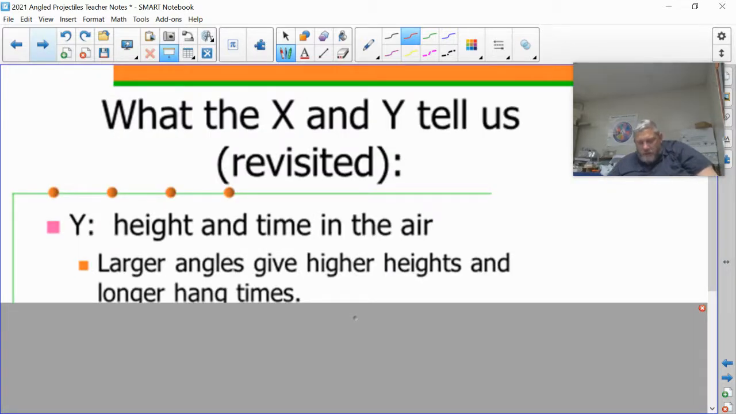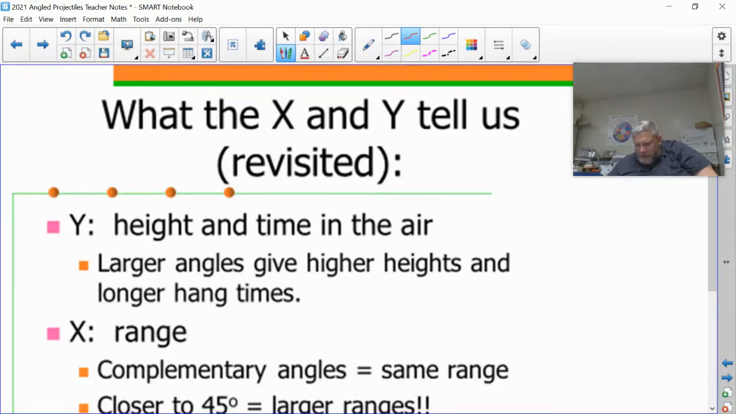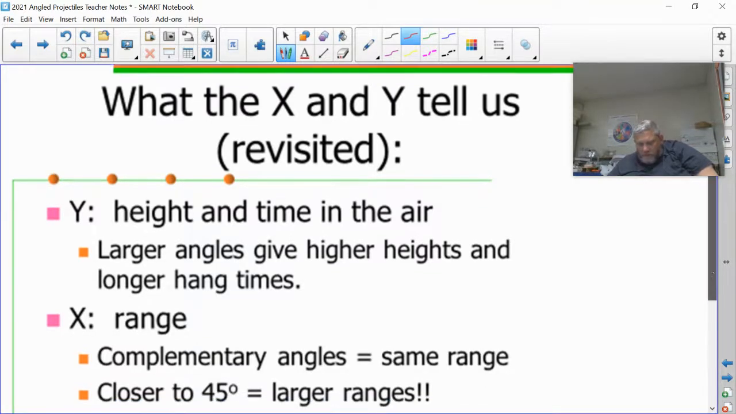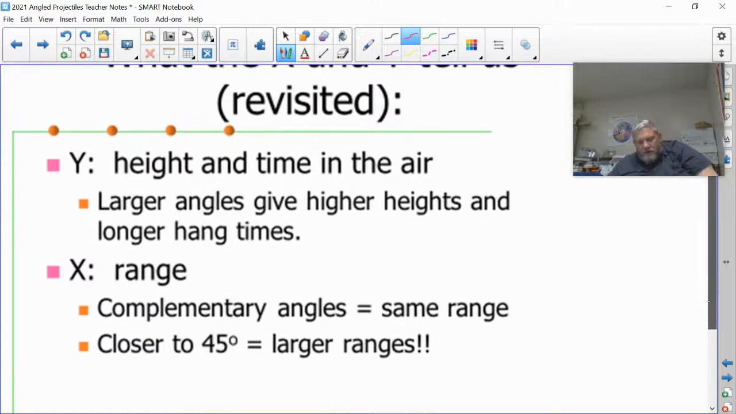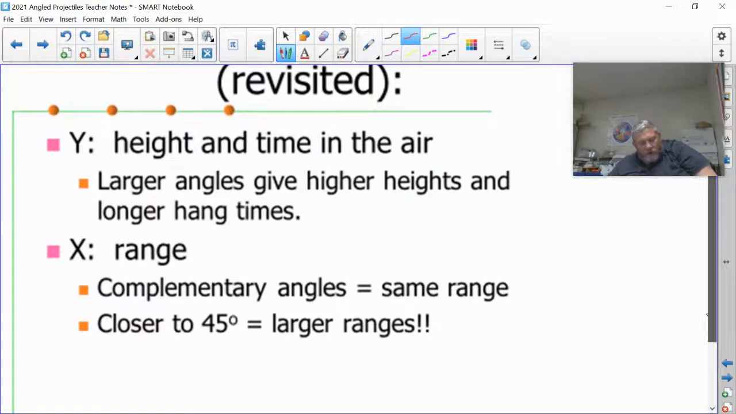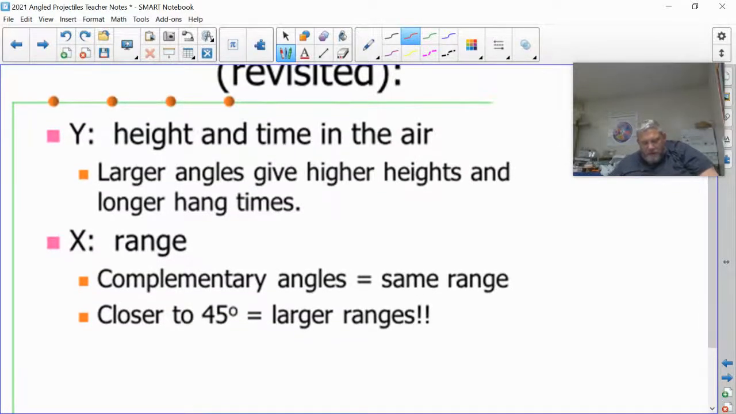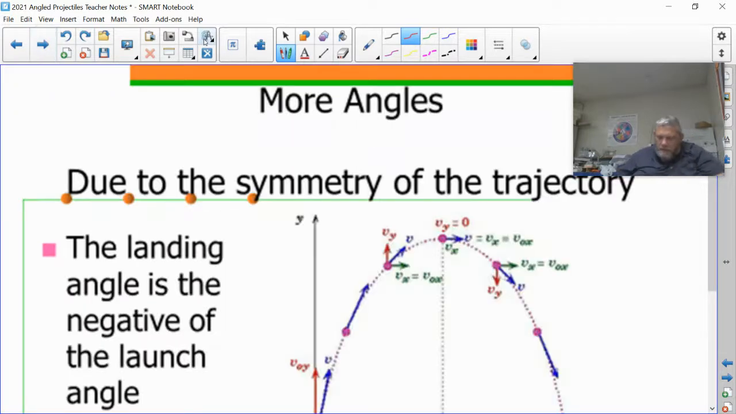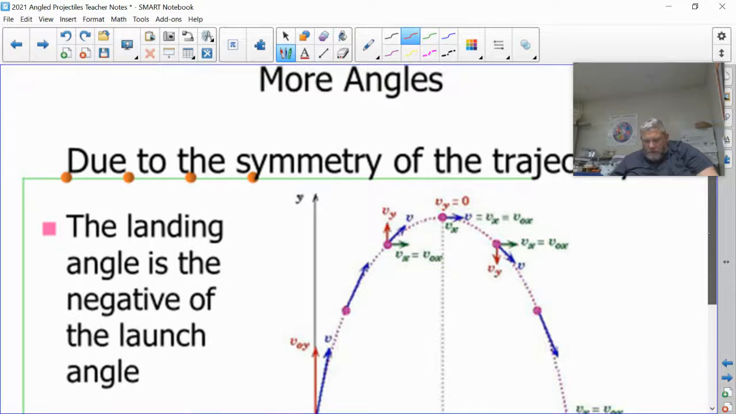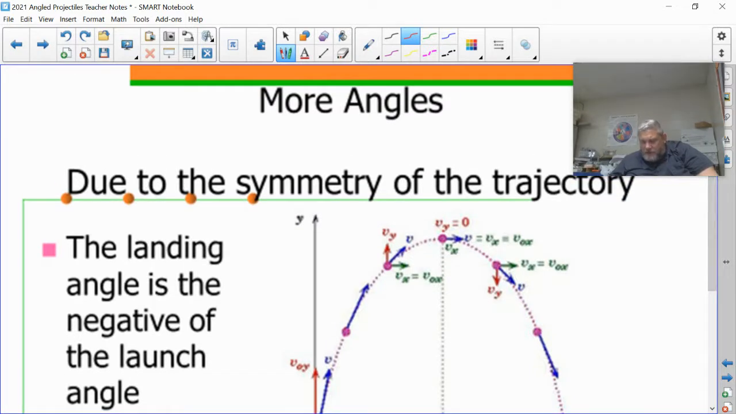All right, so again, let's revisit what the x and y tell us. The y tells us height and time in the air. Larger angles give higher heights and longer hang times, longer time in the air. The range is x. Complementary angles give us the same range. The closer you are to 45, the closer you are going to be to the longest range that you can go, due to the symmetry of the trajectory.